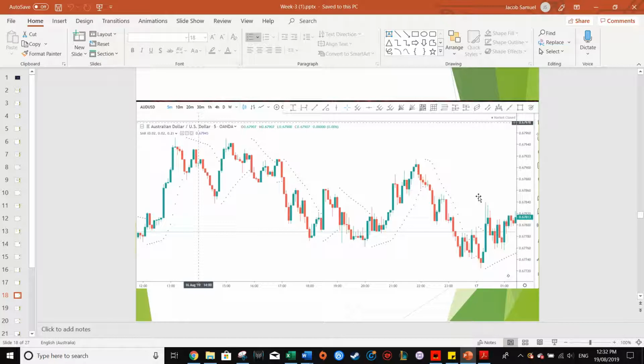Indicators are pretty straightforward. They're very simple. They're just basically tools to assist you in trading. Don't rely on these, they're not robots. They're not telling you where to buy, where to sell. It's just used as an extra guide.